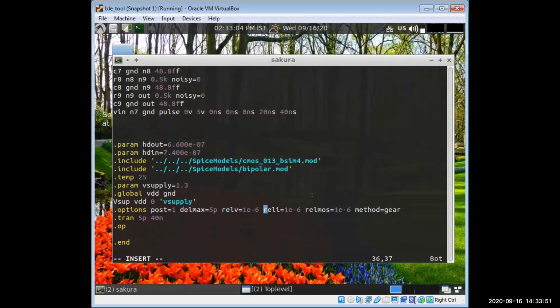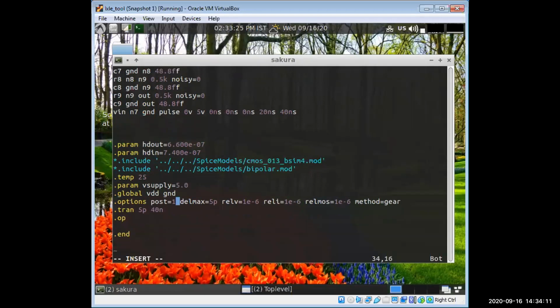Then this is not needed, so we have to comment it. So let's comment this and comment this as well. Temperature is 25. This is actually not needed, but 5 volts. Then global VDD and ground. We are not giving any DC voltage source, so no need of applying this. Then the period was 40 nanoseconds, so let's keep the transient up to 40 nanoseconds.